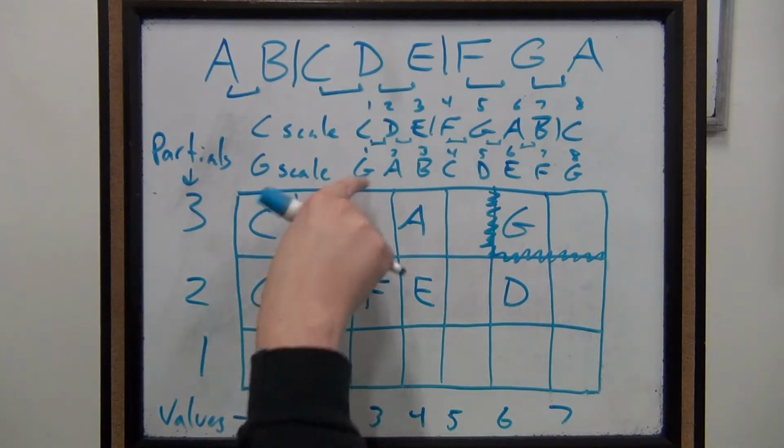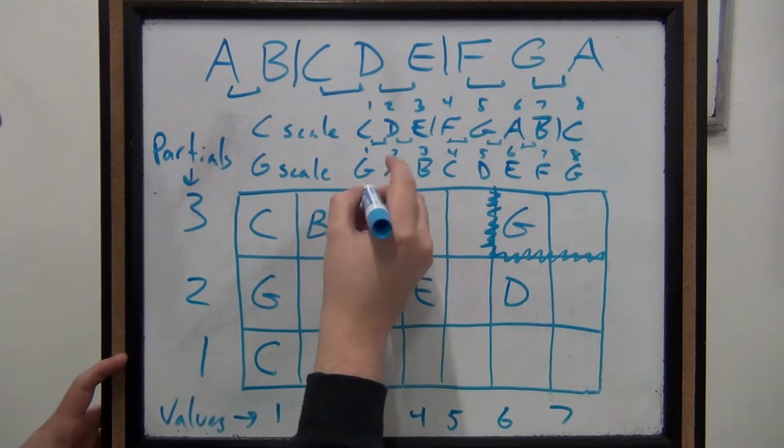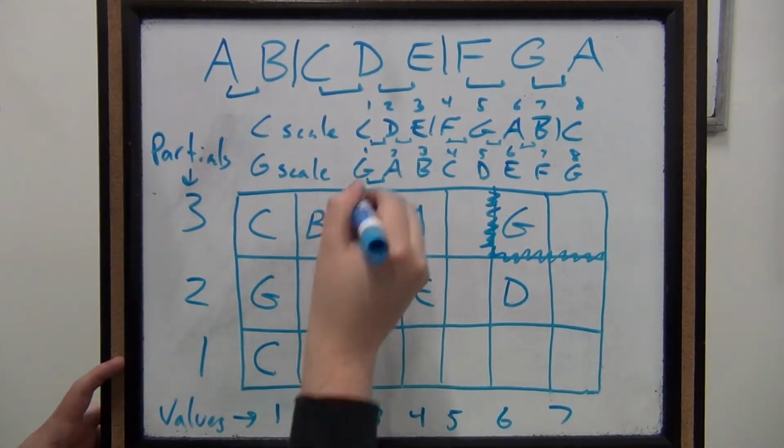So in the case of G to A, what is it? Well, it's a whole step. What do I want it to be? Well, if I want it to match this pattern, I want it to be a whole step. So what do I do? Well, nothing, because it is a whole step and I want it to be a whole step, so I'm good.